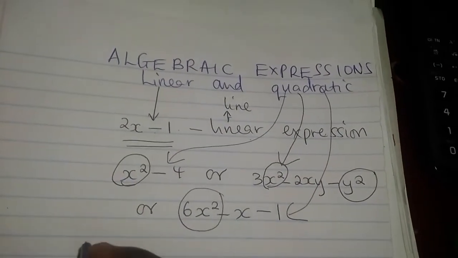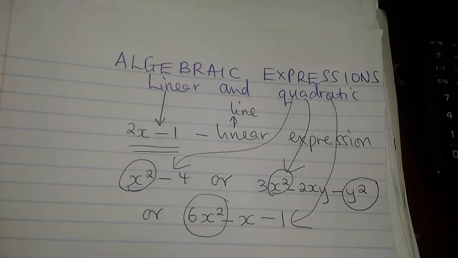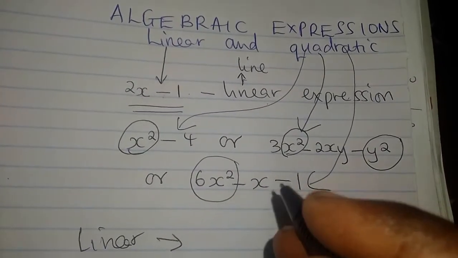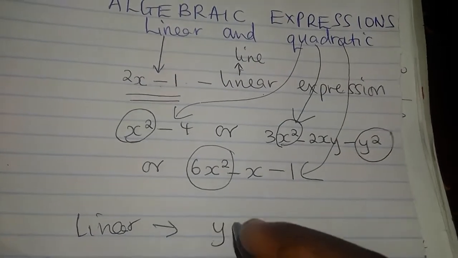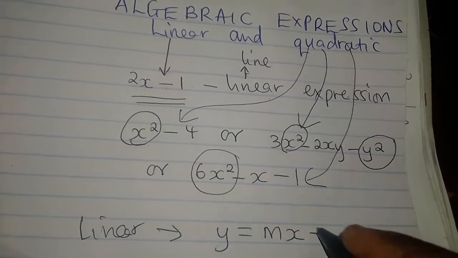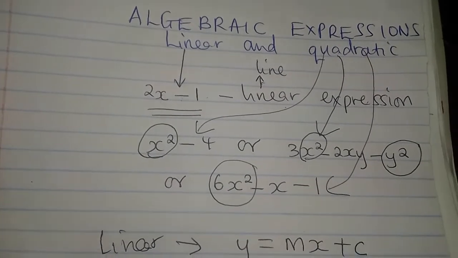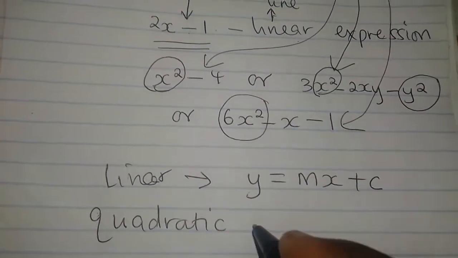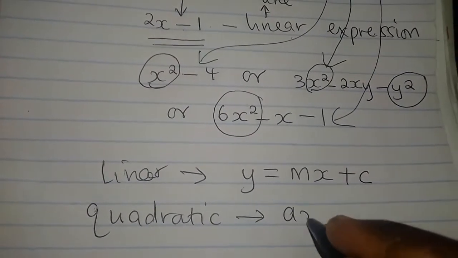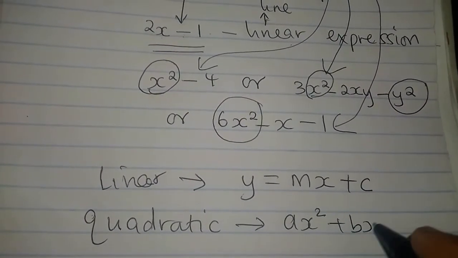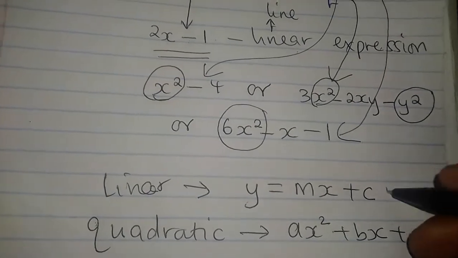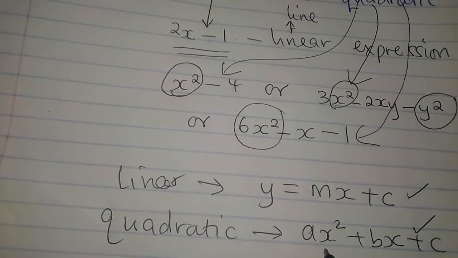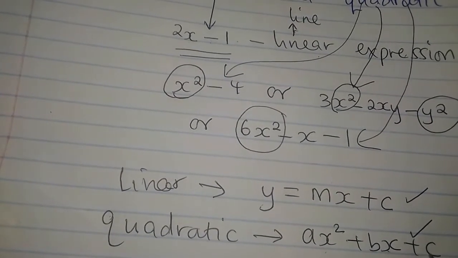And everybody knows that a linear equation should be in the form y equals mx plus c. Something quadratic should be in the form ax squared plus bx plus c. So linear, referring to the equation of a straight line. Quadratic, ax squared plus bx plus c.